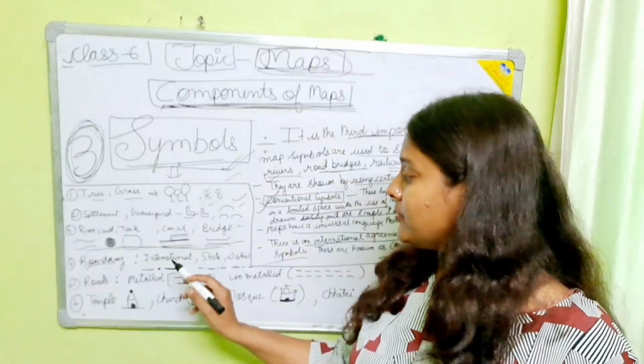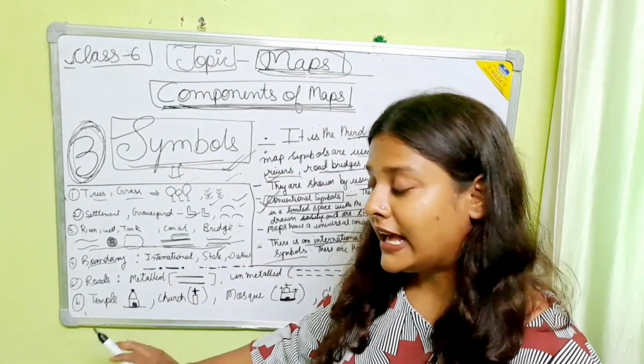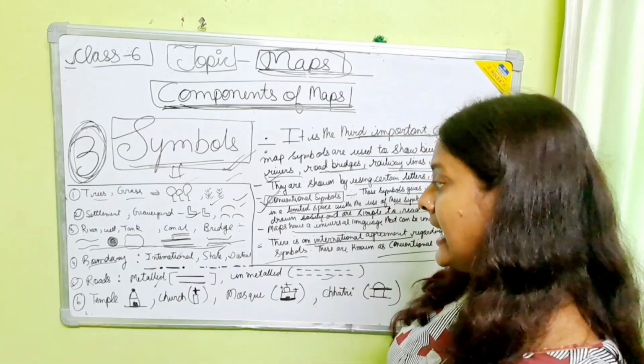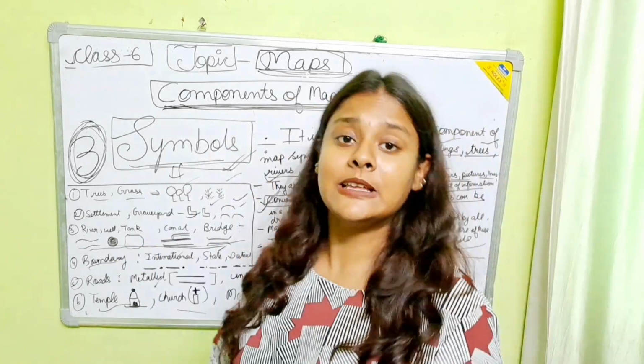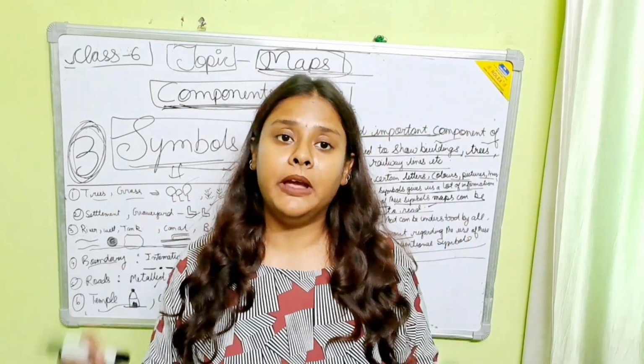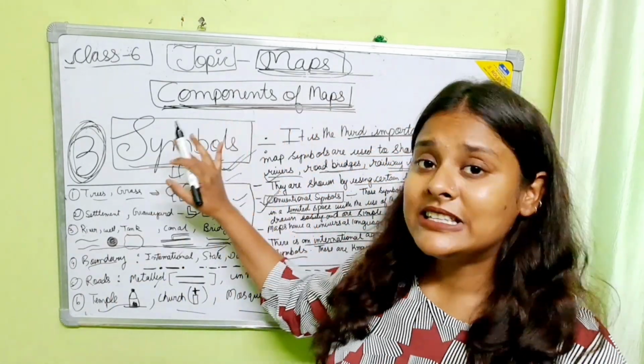Boundaries are of three types: international, state and district. They are denoted by these lines. Roads are of two types: metallic and non-metallic, denoted by these lines. Now temple, church, mosque and chhatris, all of these are symbols which are used in a map for making our study of the map easy. It is clear now what symbols are.